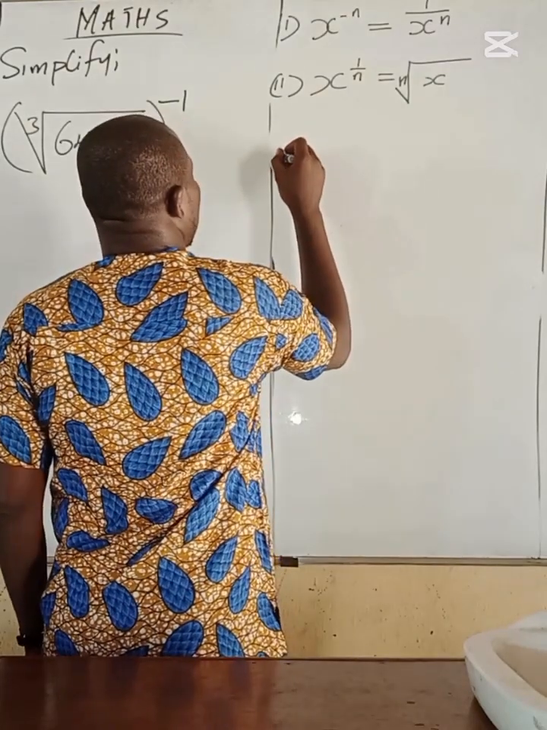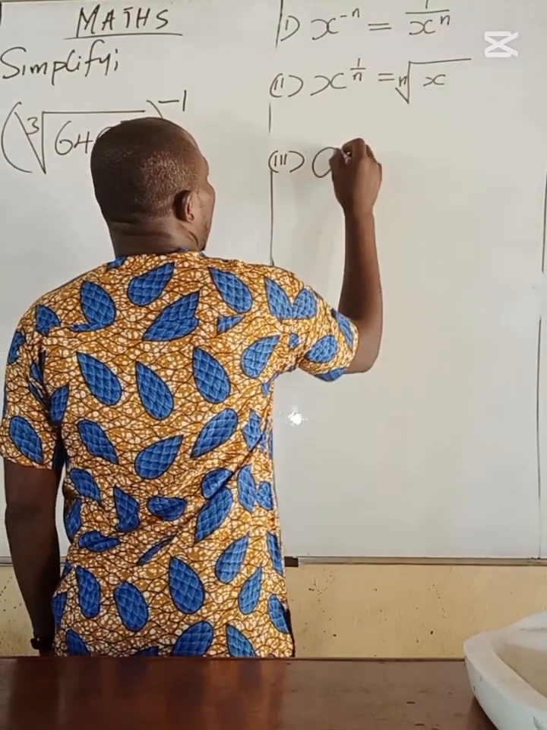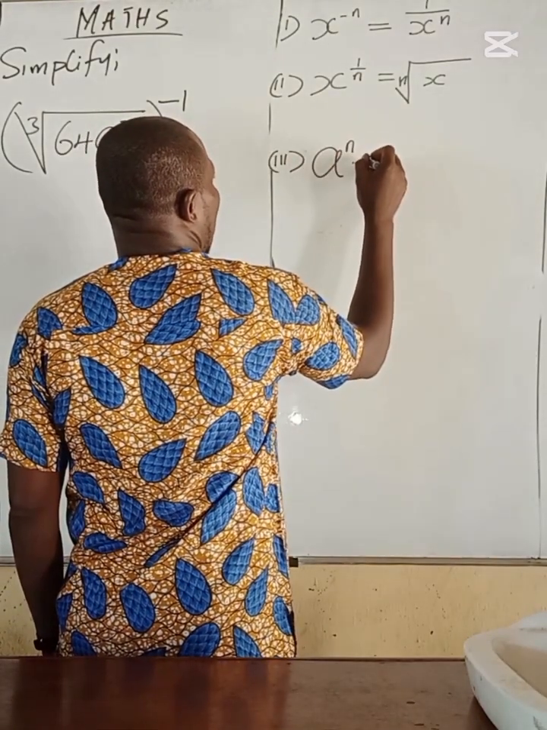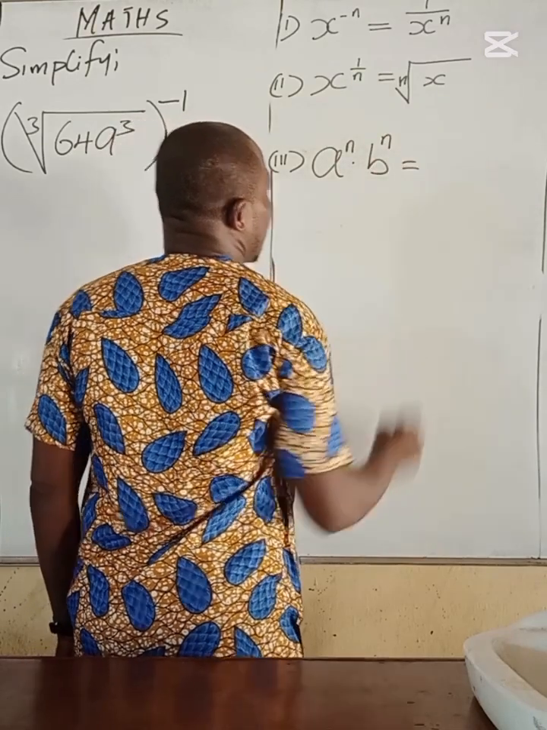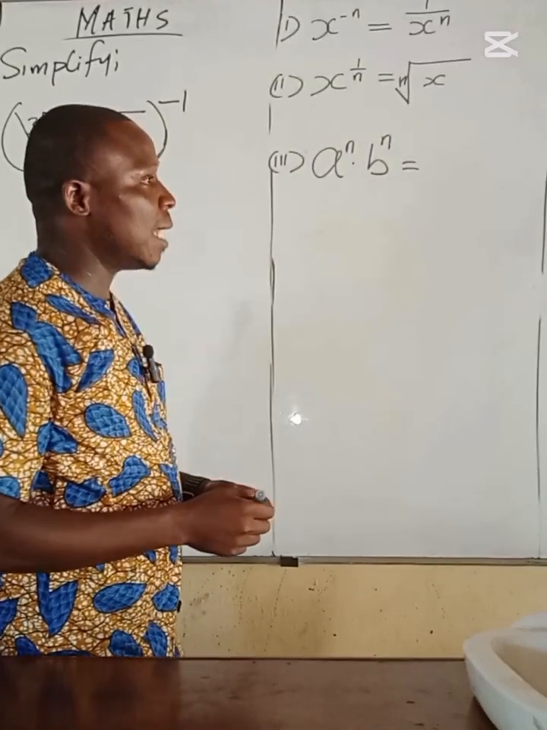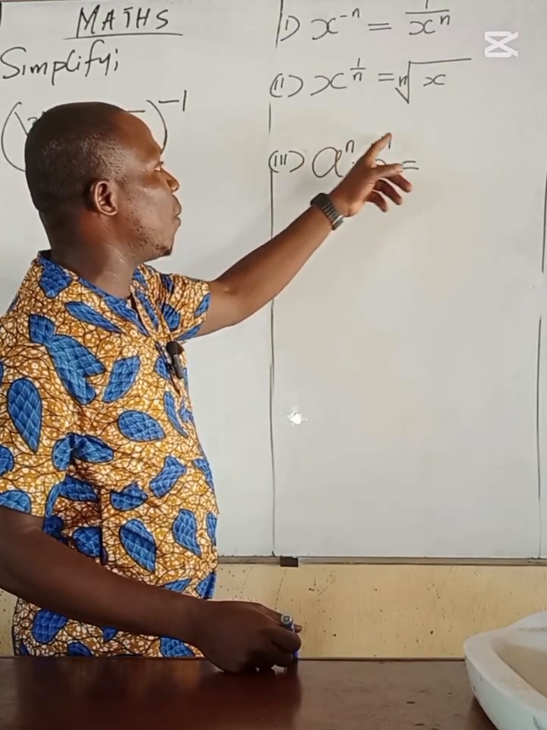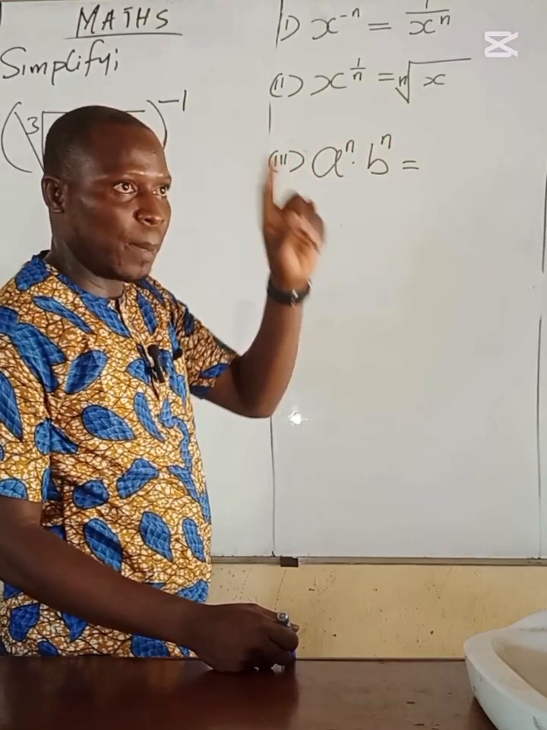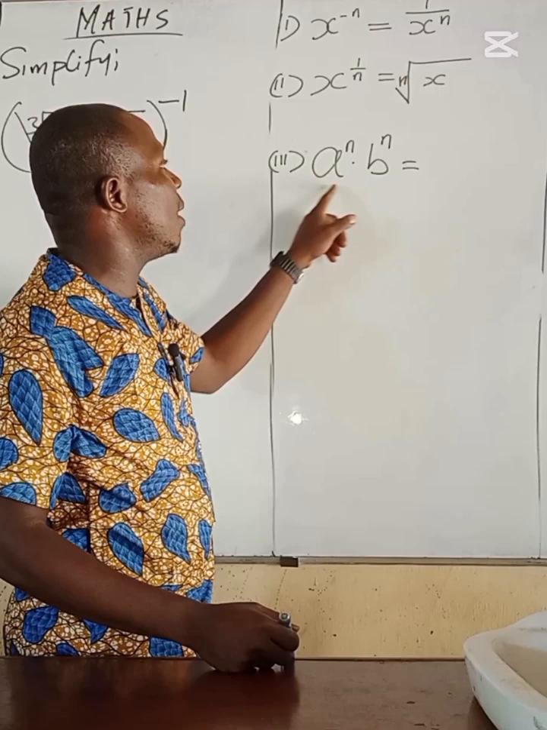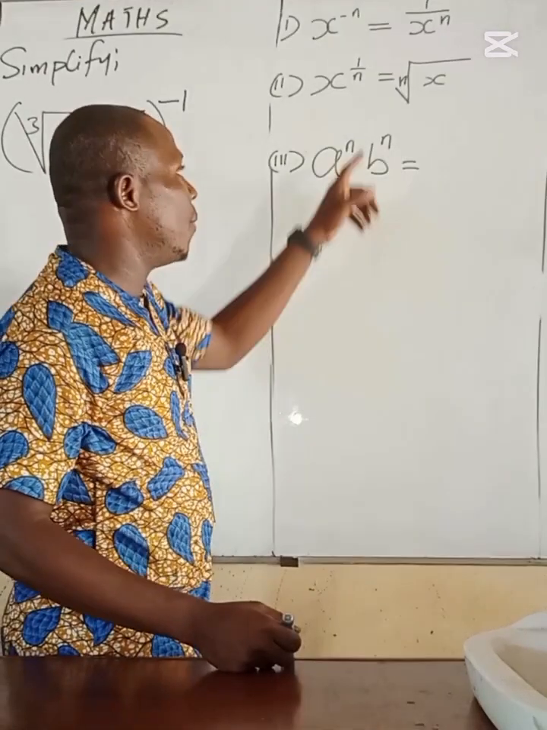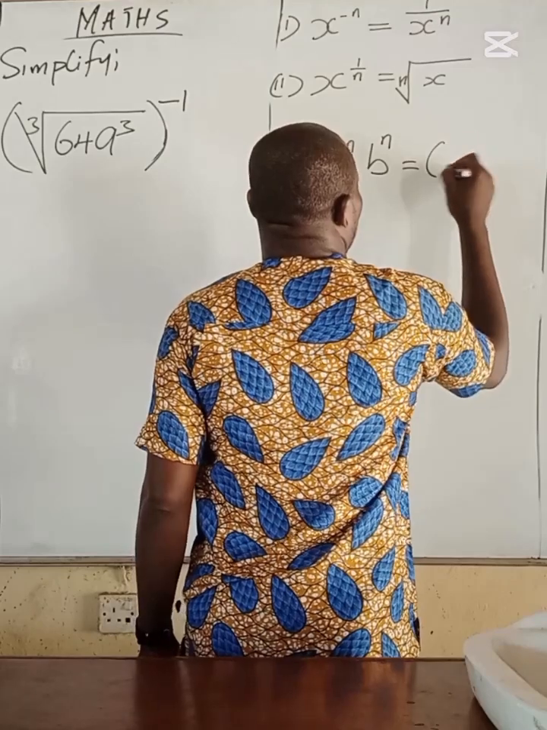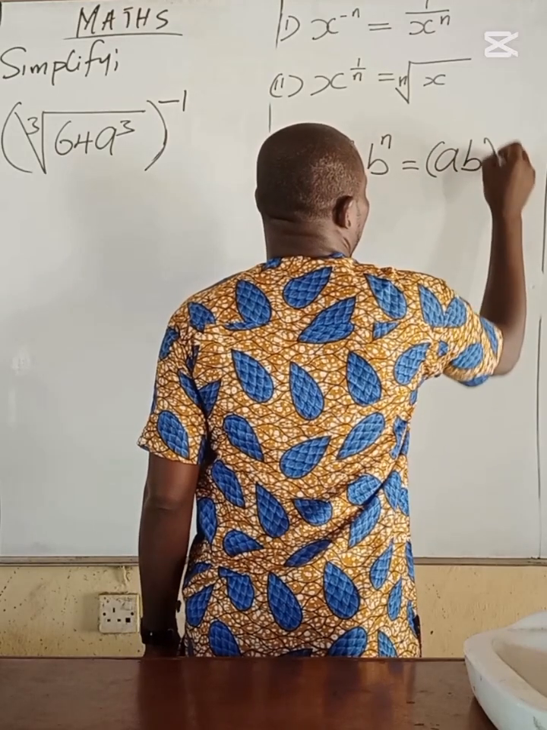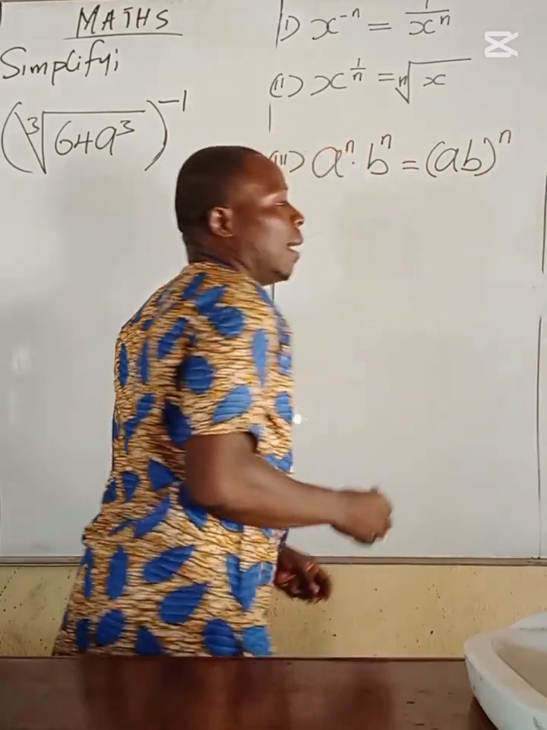The third one says if you have a raised to power n multiply b raised to power n, what is going to happen here? You can see that the powers are the same. We have n here, we have n here. So you take one of the powers, and then the bases are different, so you multiply the bases and raise it to the power of n. So we are going to have bracket open, a, b, bracket close, all raised to power n.